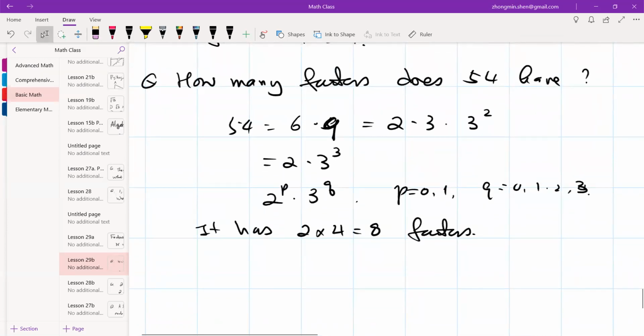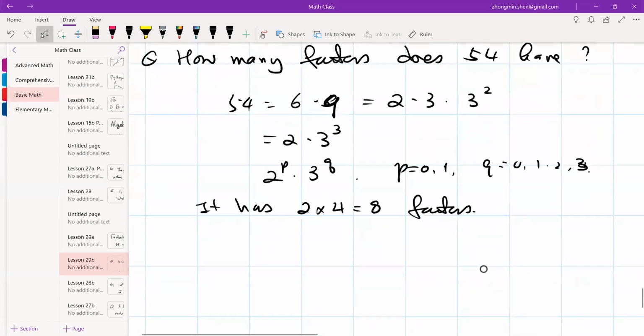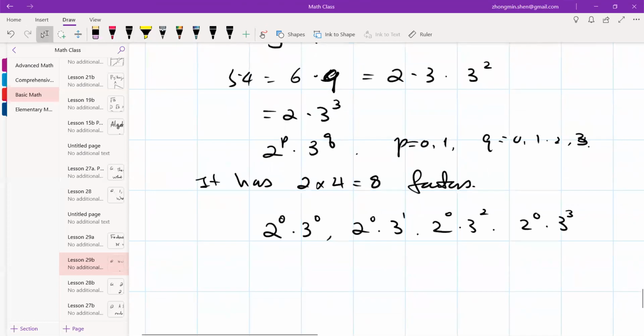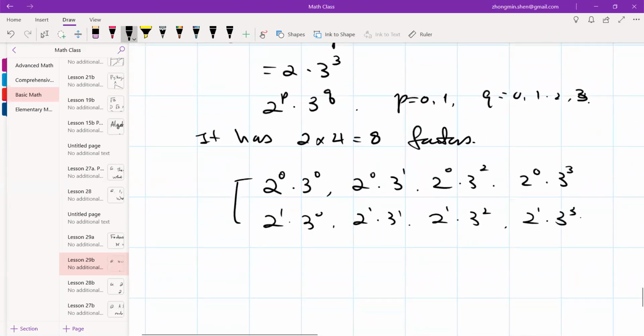Now you cannot list all of them. Can you list all of them in some nice way? You have to use a matrix. You can list them in the following way: 2 to the 0 times 3 to the 0, 2 to the 0 times 3 to the 1, 2 to the 0 times 3 squared, 2 to the 0 times 3 cubed. That's one row. Another one is 2 to the 1 times 3 to the 0, 2 to the 1 times 3 to the 1, 2 to the 1 times 3 squared, and 2 to the 1 times 3 cubed. So you list all of them. Okay? That's called a matrix.